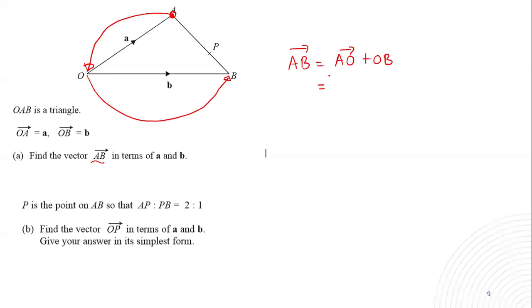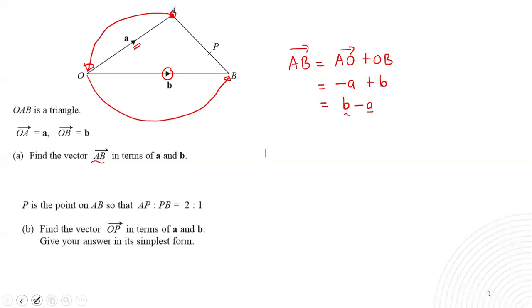Then the next thing I'm going to ask, what is A to O? When you notice from A to O, since we are opposing this arrow, our vector will not be a, but it will be negative a. So here we'll have negative a plus O to B. Since we are moving the same direction with the arrow, the answer will be b. So that means that this is the answer, which we can write as b minus a. So that is our A to B.